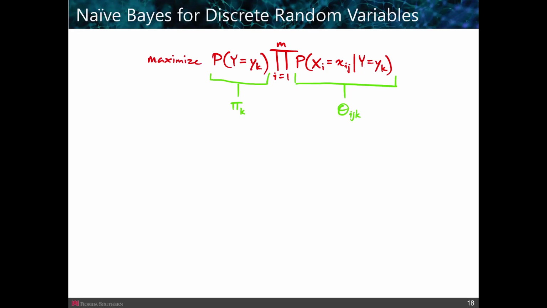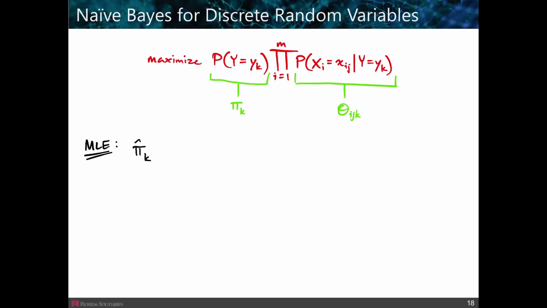i refers to the index of the feature we care about. j refers to the index of the options of that feature that we care about. And k refers to the class in the class conditional that we currently care about. That's what we're trying to estimate in naive Bayes, all of the pi_k's and all of the theta_ijk's. We can do this with MLE or MAP. And to be clear, we could use MLE for both of these things. So let me show you what the MLE looks like for these two types of parameters.